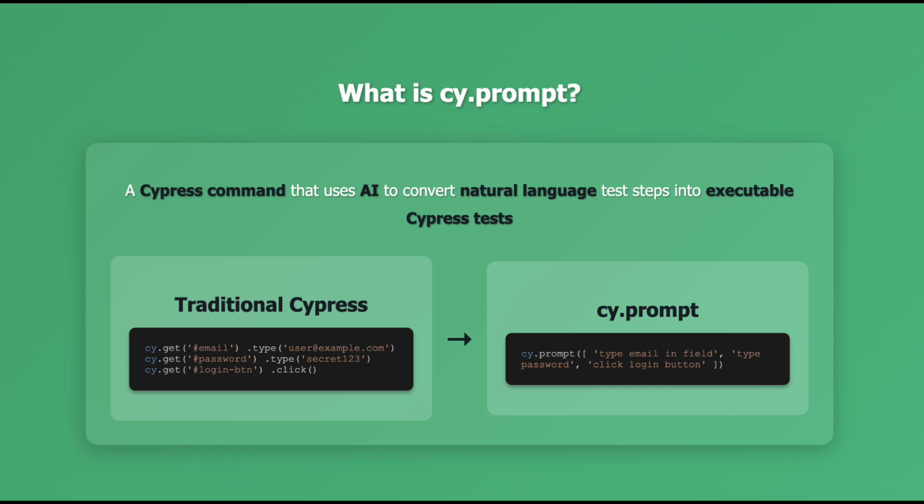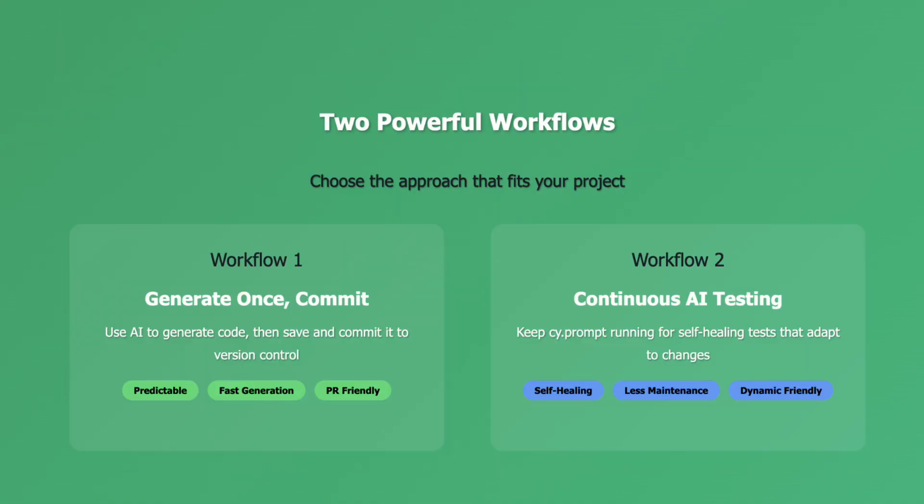So the beauty of cy.prompt is its flexibility. You have two options, or basically two workflows, which you can use in your project as per your need. The first workflow is where you use it as a code generator: write your prompt, generate the Cypress code, and commit that code into a repository. This gives you predictability and fast execution.